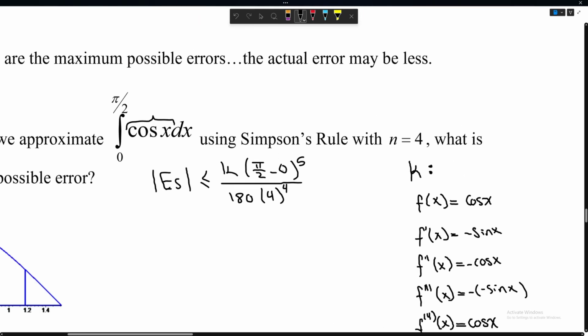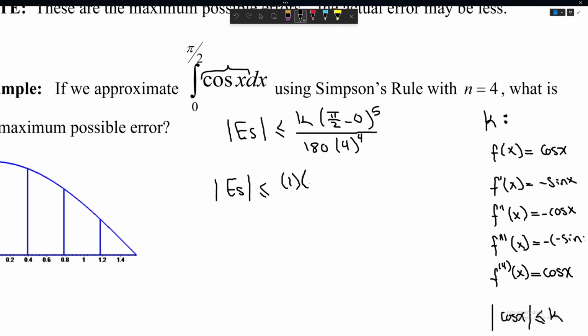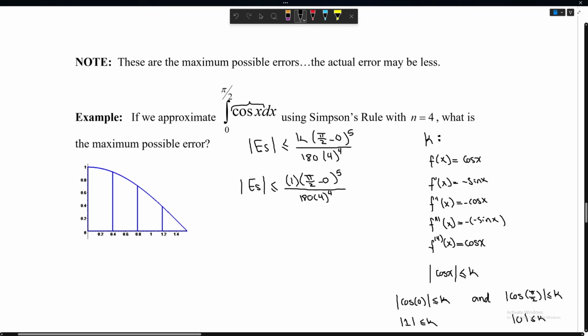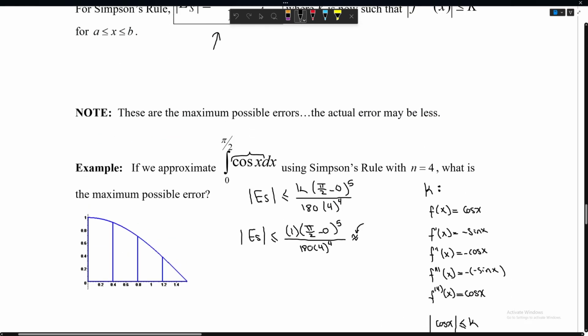And so I go up here and I'll sub in my 1. So the absolute value of E_S is less than 1 times pi over 2 minus 0 to the power of 5, all over 180 times 4 to the power of 4. And that's about it. You plug this into your calculator and you'll get your approximation. Don't forget, when you get your approximation, you will do whatever this is equal like this, and this means approximated. All right. And that would give you your max possible error.